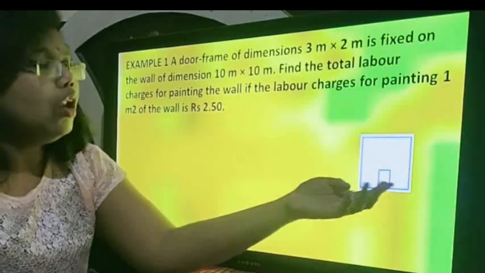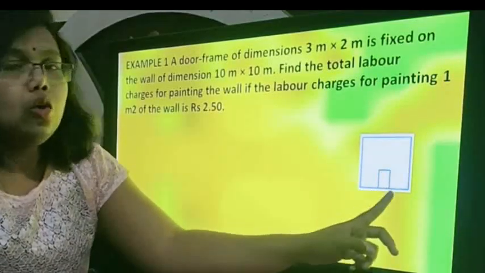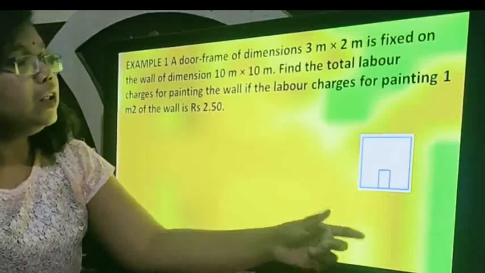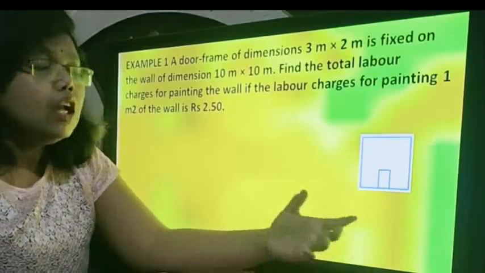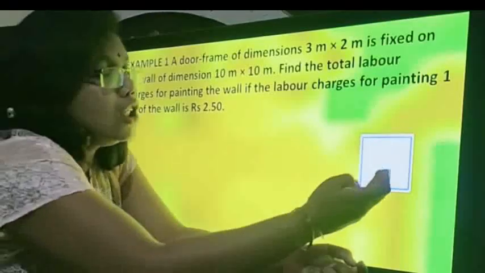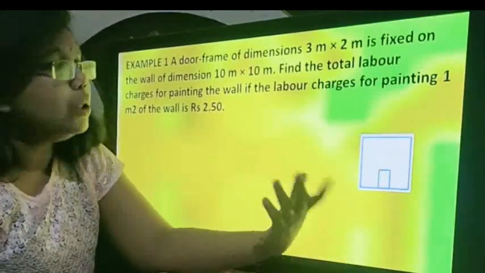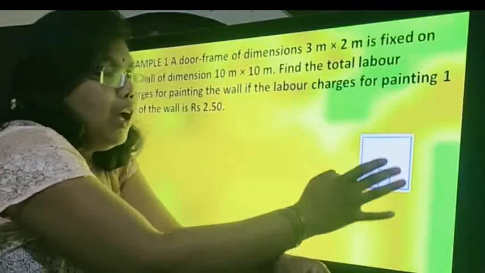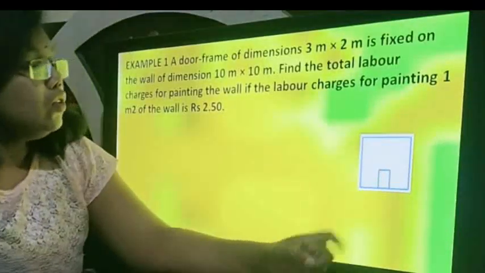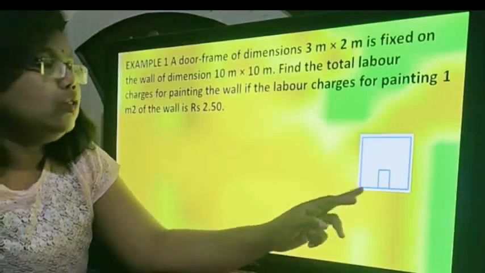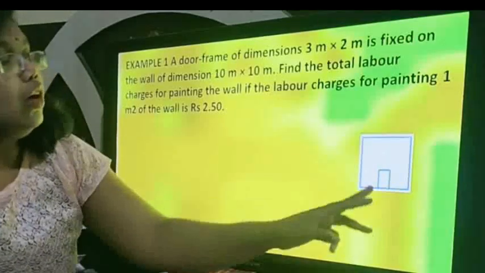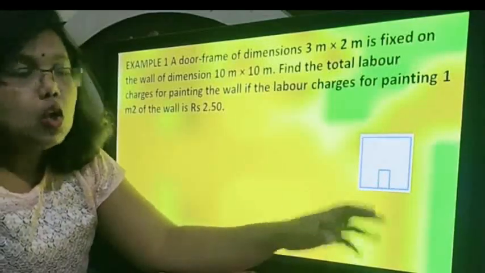Now this is a wall wherein you have a door and you have to measure the area that has to be painted. Now the area that has to be painted is excluding this door, the area of the door. That has to be excluded, that has to be removed, and the rest of the part has to be colored up. So what we are going to do is find the total area of the wall and subtract the area of the door from it.